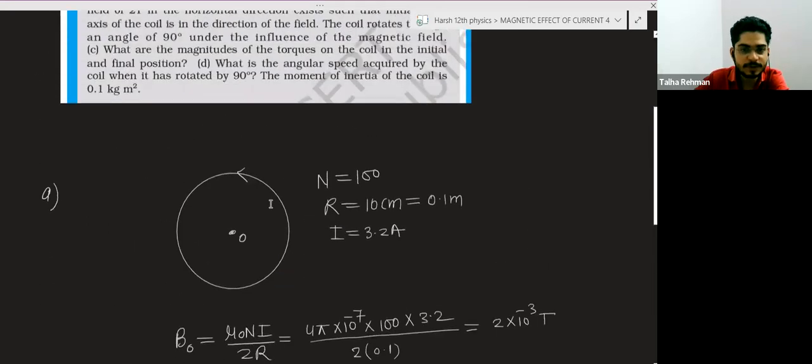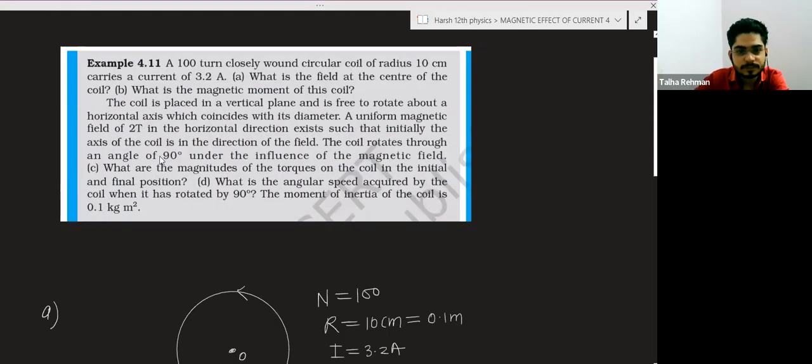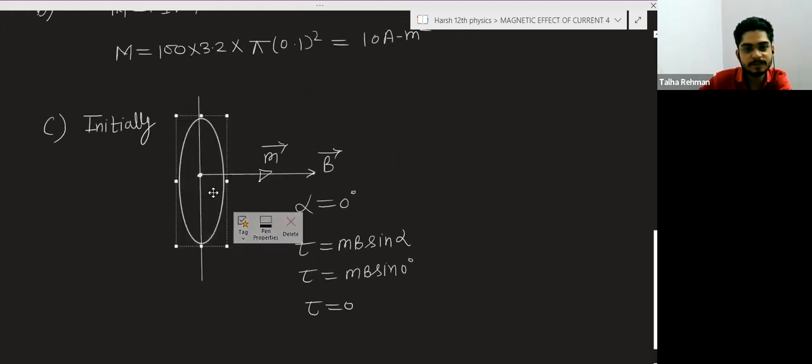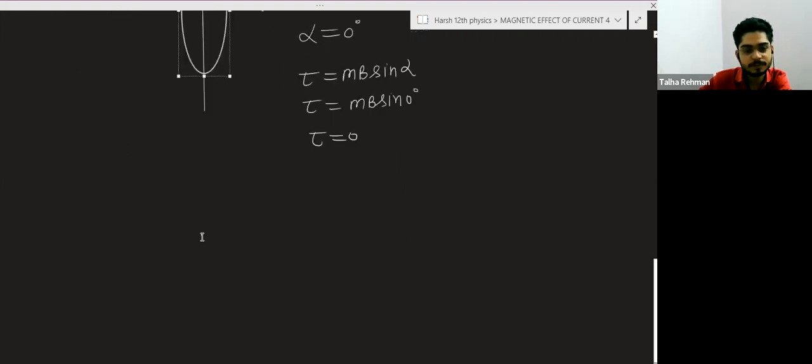Now finally, what they are saying is the coil rotates through an angle of 90 degree under the influence of the magnetic field. We have calculated the magnitude of the torque in the initial condition, and for the final position we will also calculate the torque when this coil is rotated 90 degree. So when this coil is rotated 90 degree, see what will happen.